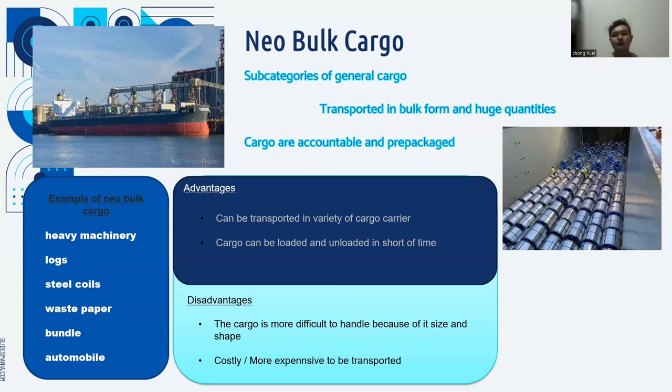Moreover, near bulk cargo is more expensive to transport. This is because it requires specialized handling and equipment. For example, near bulk cargo requires specialized cargo handling equipment, such as grab and clamshell buckets, forklifts, and also roll trailers.